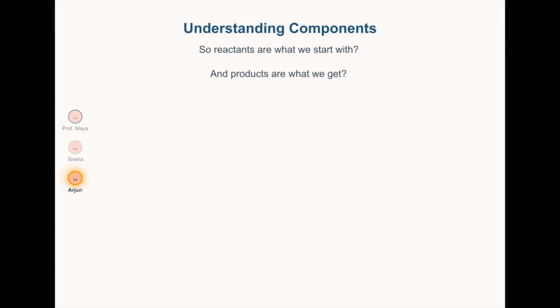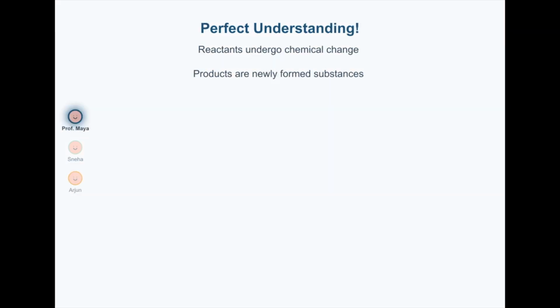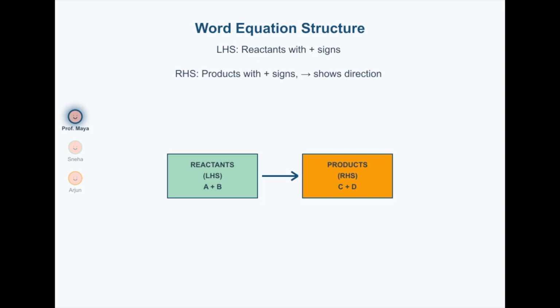So, Professor Maya, reactants are the substances we start with, and products are the new substances we get after the reaction. Perfect. Arjun, reactants are substances that undergo chemical change. Products are the new substances formed during the reaction. In word equations, reactants are written on the left-hand side with plus signs between them. Products on the right-hand side, and the arrow shows direction.